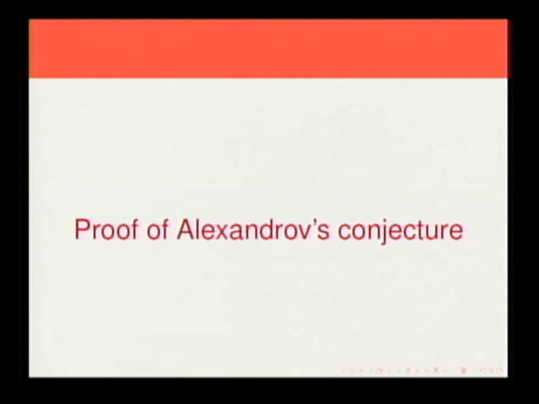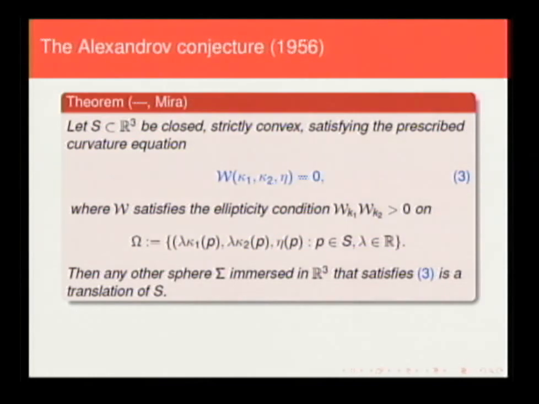Okay, now I'm going to talk about the second objective, the Alexandrov conjecture. We start with an ovaloid S in Euclidean 3-space, satisfying a prescribed curvature equation, W. We assume that W is C^1 in k1 and k2, with no regularity in N. But the ellipticity condition is only satisfied at some points. Observe, for instance, that if S is a sphere, this set is exactly the umbilical points.